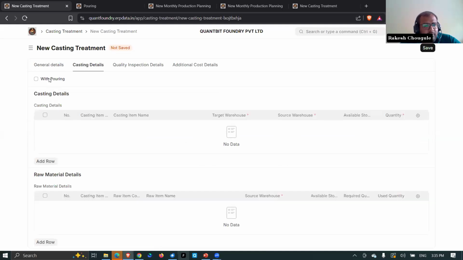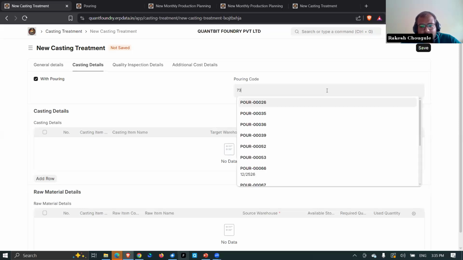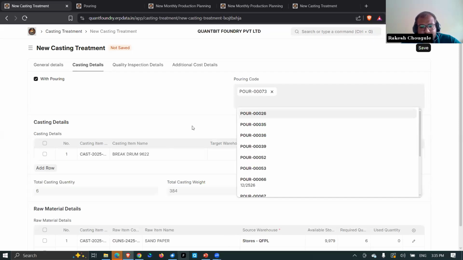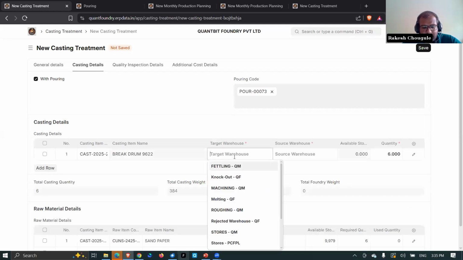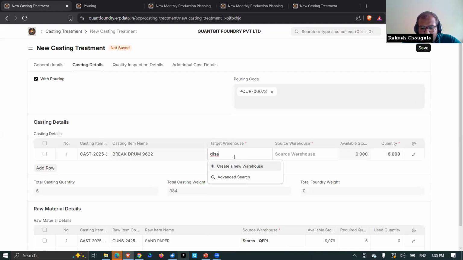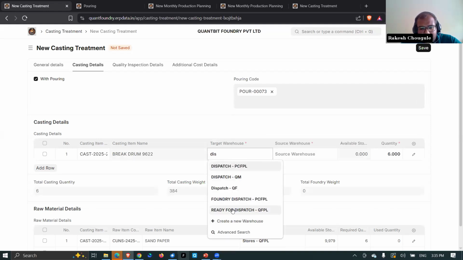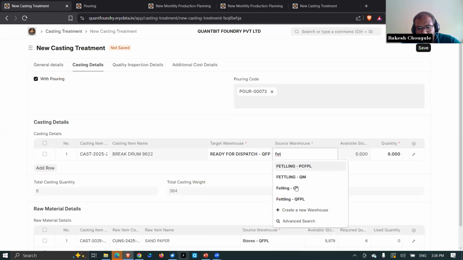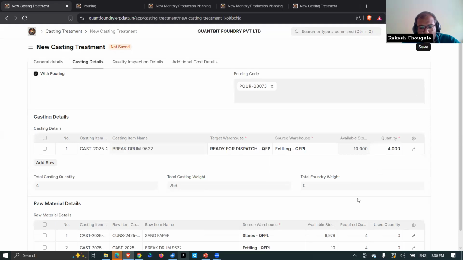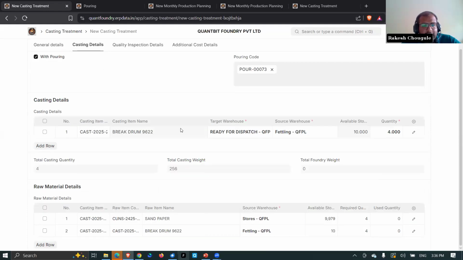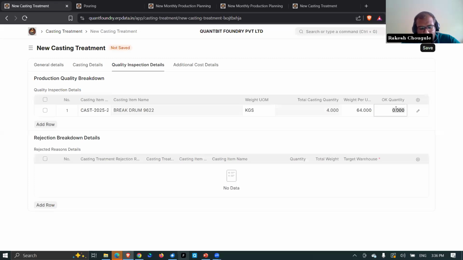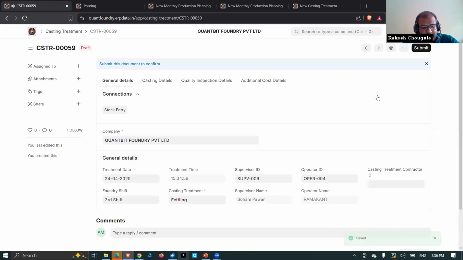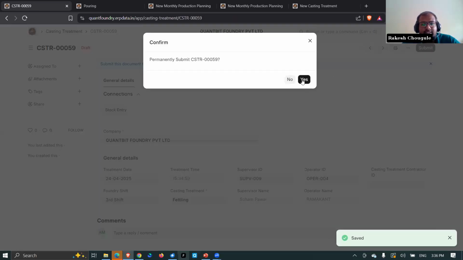So in pouring, I will add 30. If I am selling it, then it will be moved to dispatch, ready for dispatch. With link, there are 6 quantity. I will move 4. There will be raw material consumption. Now all quantities are good quantities, so I am saving it and selling.